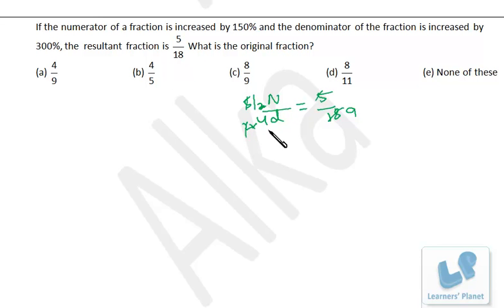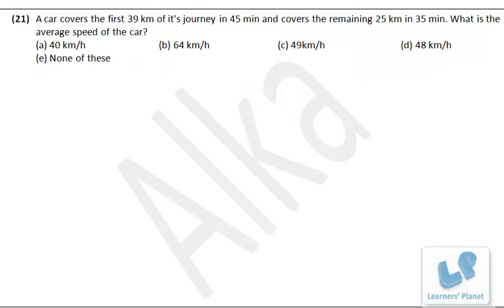So that's 4 by 9, as simple as that. Hardly a matter of 20-25 seconds. Again, very simple. A car covers the first 39 km of its journey in 45 minutes and covers the remaining 25 km in 35 minutes. What is the average speed of the car?